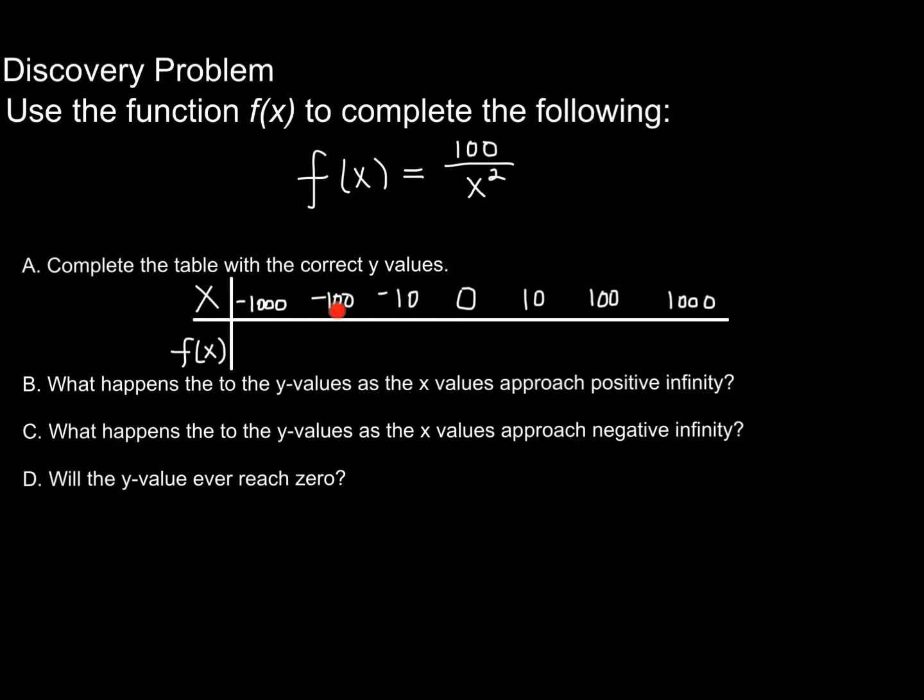Just make sure that for your negative values, you're putting the entire value in parentheses and then squaring it so that you're squaring the whole negative value. And what you want to notice is what happens to the y values as the x values approach positive infinity, what happens to the y values as the x values approach negative infinity, and will the y value ever reach 0? So you should fill out your table and then have an answer to both B, C, and D. And for D, make sure you explain so that you can understand why or why not this will occur.